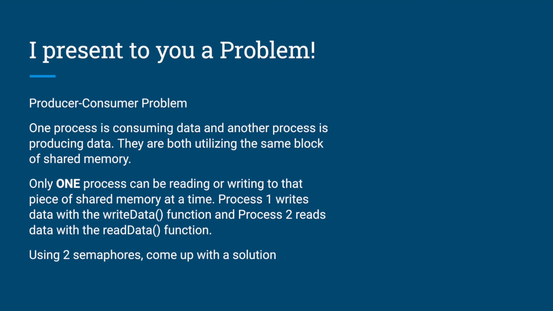So you can see why we need semaphores here. Only one process can be reading or writing to that piece of shared memory at a time. Process 1 writes data with the write data function, and process 2 reads data with the read data function. Using two semaphores, let's come up with a solution here.